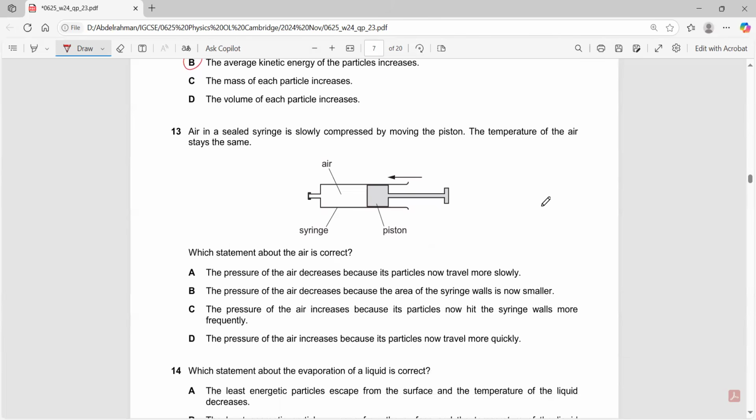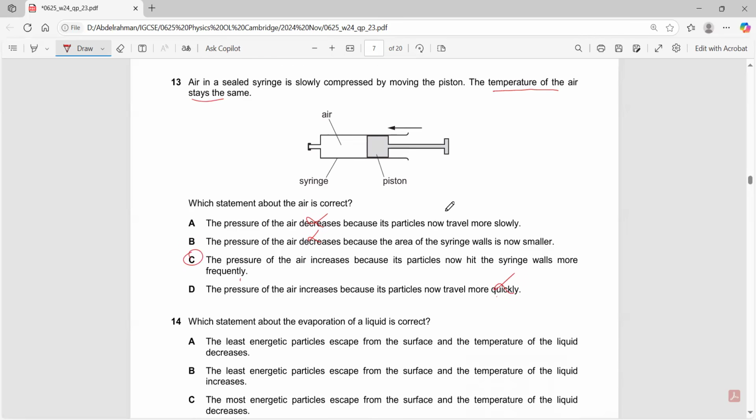Air is sealed in a syringe and slowly compressed. The temperature of the air stays the same. Which statement about the air is correct? As you push the piston inwards, what happens? Does the pressure decrease? Definitely not. It increases, because its particles now hit the syringe more frequently. Do they hit it more quickly? No, they do not. Why? Because the temperature is the same. So more quickly is wrong.